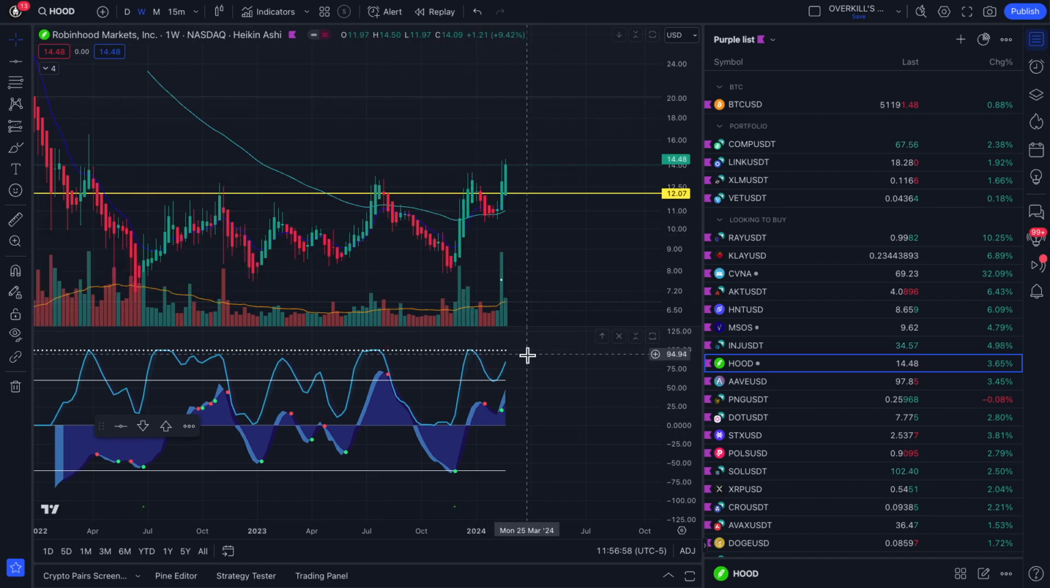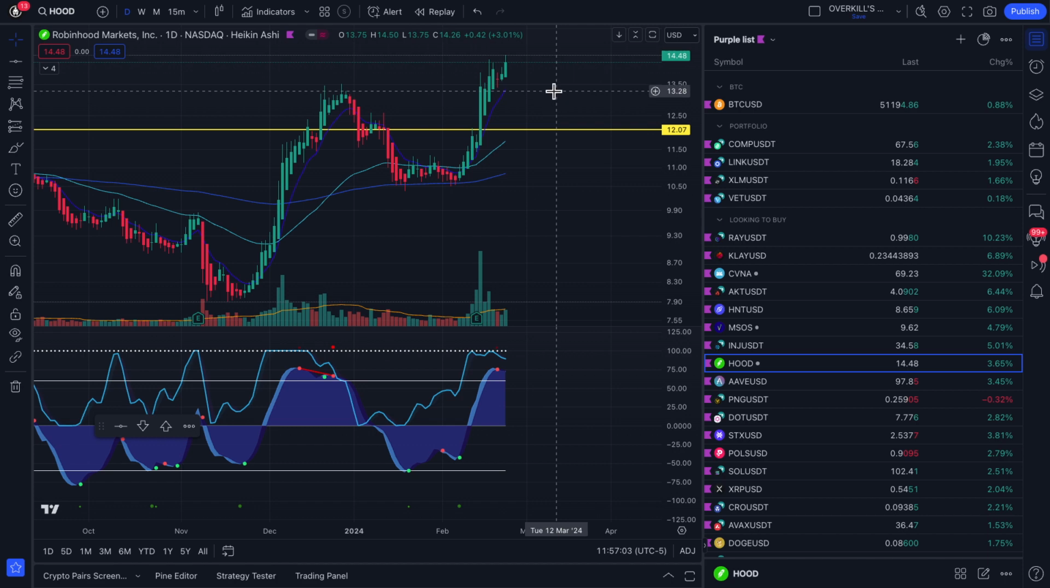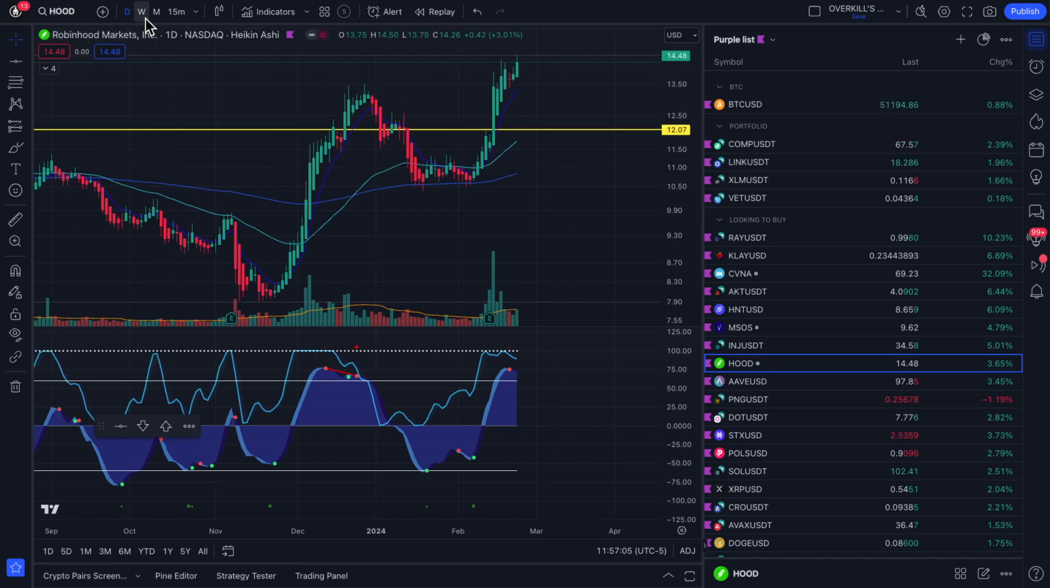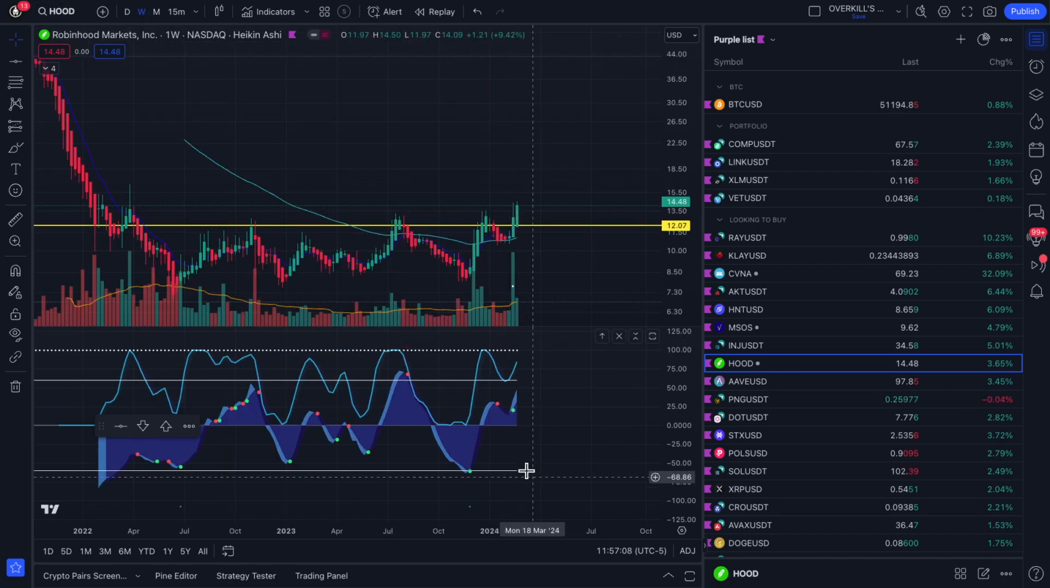Hood, Robinhood, continuing to run here. So this one's getting into profit-taking territory as well. I would be considering taking profits probably this week. Okay, I mean, this thing's doing the rippity-dippity. We called the signal out.